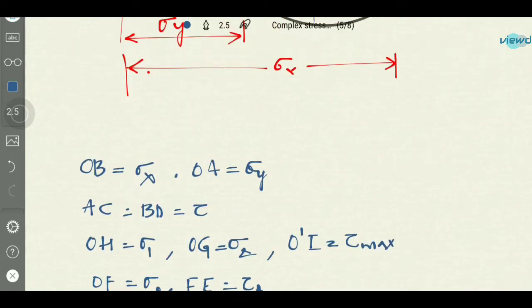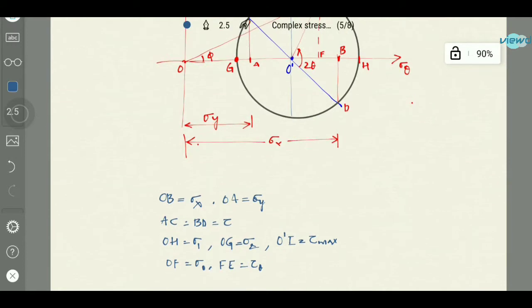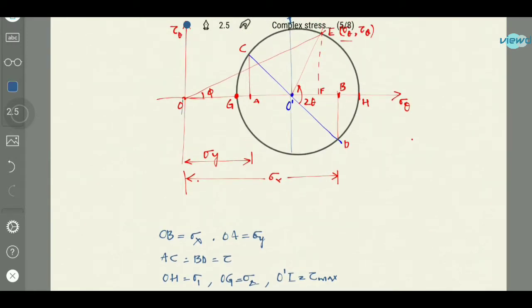So let us see all this in this diagram. First one is OB is equal to sigma x, and the next one is OA is equal to sigma y. First we have plotted these two, and from this AC is equal to BD is equal to tau. So we have plotted that as tau, which is shear stress, and OH is equal to sigma 1, and next is OG is equal to sigma 2, which will be sigma 2.